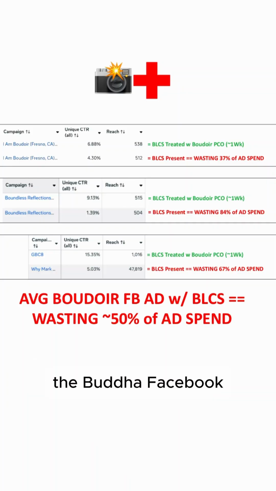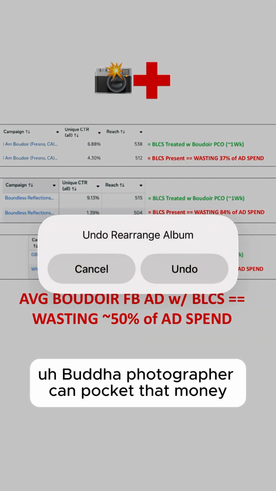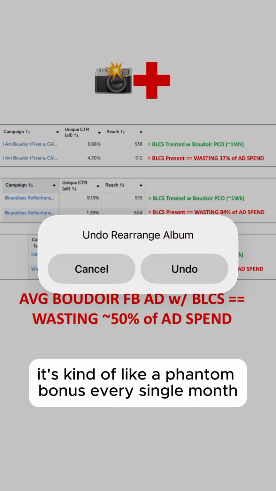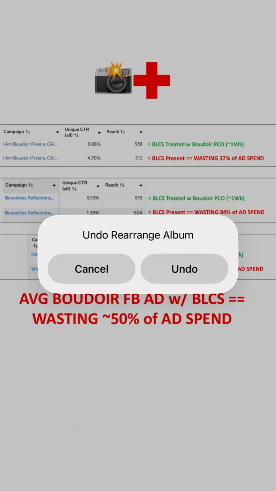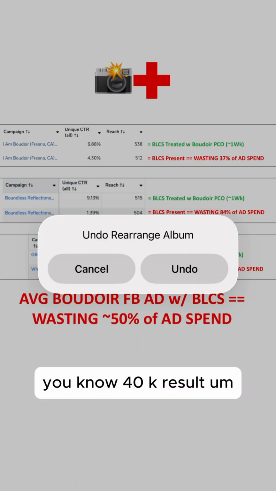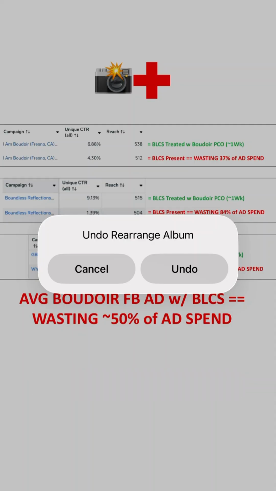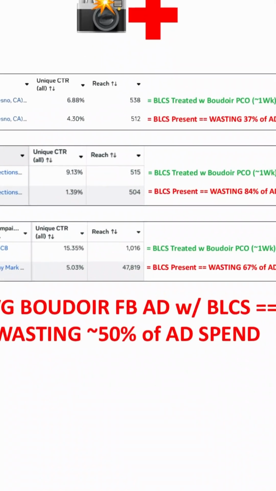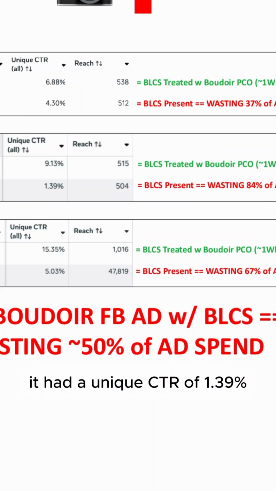The Boudoir photographer can pocket that money, keep it in their bank account. It's kind of like a phantom bonus every single month because we are more optimized. At the end of 12 months, that's like a 40K result for no extra effort, simply being more optimized. All right, the second one I got in, tested it, had a unique CTR of 1.39%.